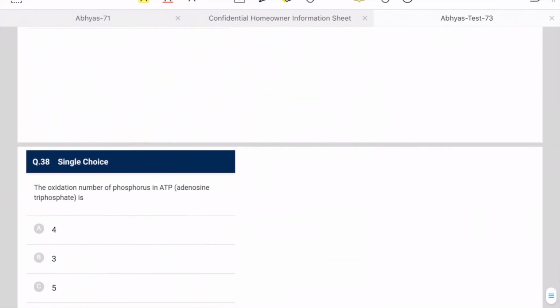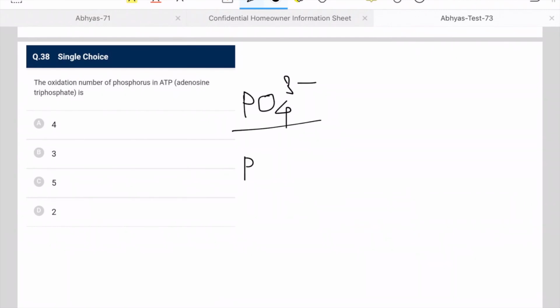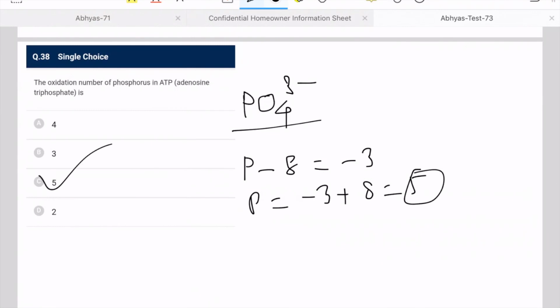Next question: the oxidation number of phosphorus in ATP, adenosine triphosphate. Here the adenosine phosphate will be in the PO4 3- state. So we can calculate: P plus 8 is equal to minus 3, so P is equal to minus 3 plus 8, which is equal to 5. So 5 is the correct answer.